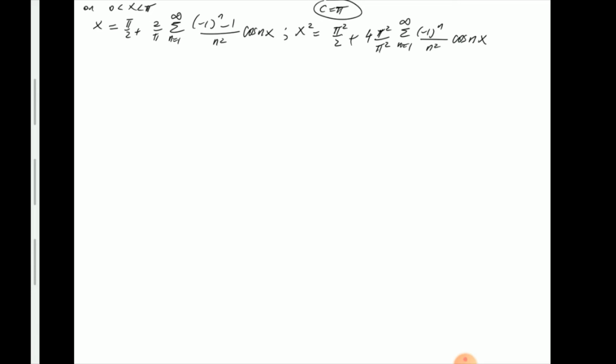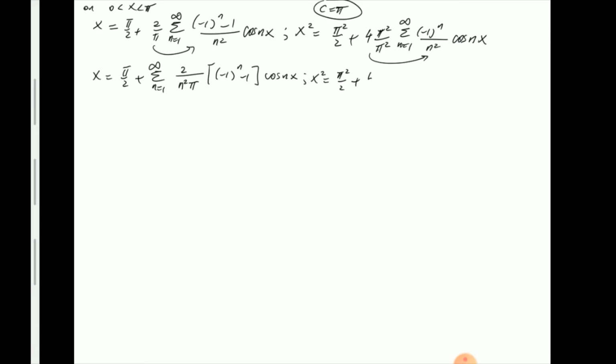In preparation for combining this, the goal was to find the Fourier cosine series for 2x minus x squared. You can bring these constants inside the summation now, because those summations will be combined later. So it's 2 over n squared pi times minus 1 to the n minus 1 cosine of nx. And x squared is pi squared over 2 plus summation, my pi squared cancels, 4 times minus 1 to the n over n squared cosine of nx.